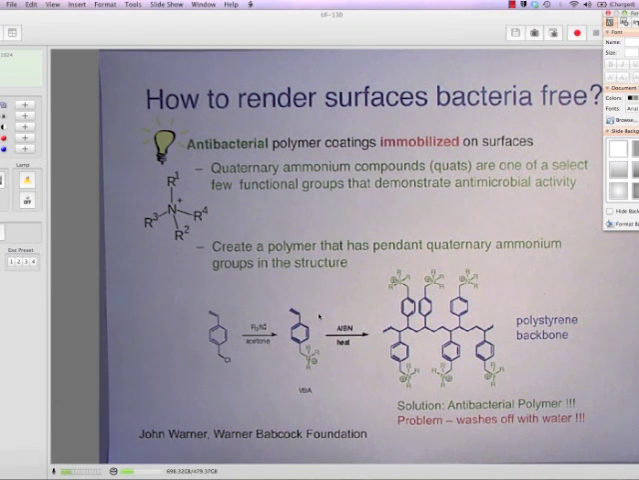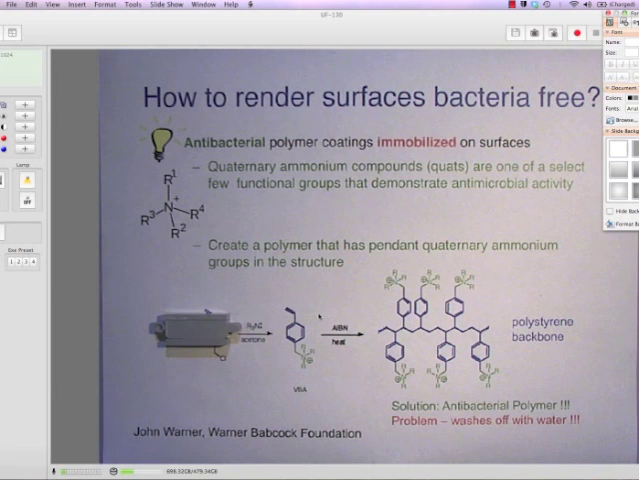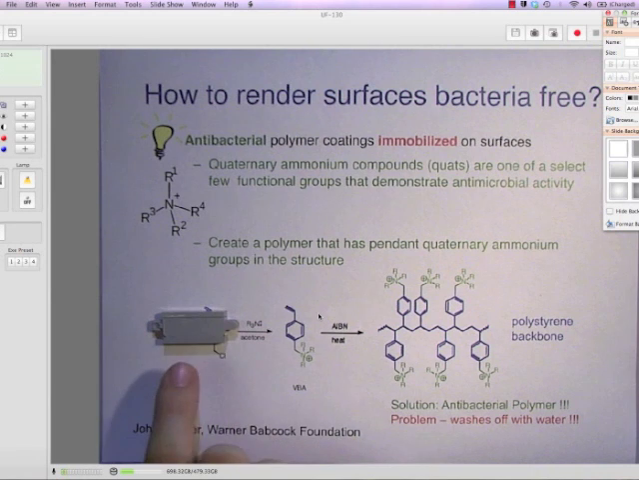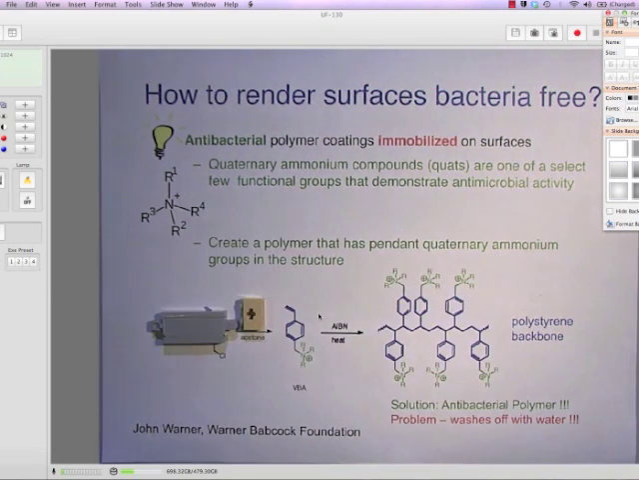Well, you can think about this first monomer right here. This is called vinyl benzyl chloride, or VBC. That could just be this little guy here, which has linking groups on this side, as well as a group here. In this reaction, we're taking the quaternary ammonium group, which is this little guy here, and simply linking them together.